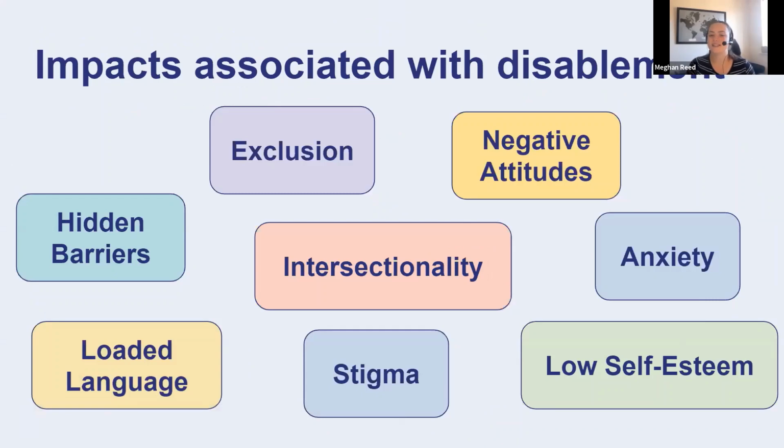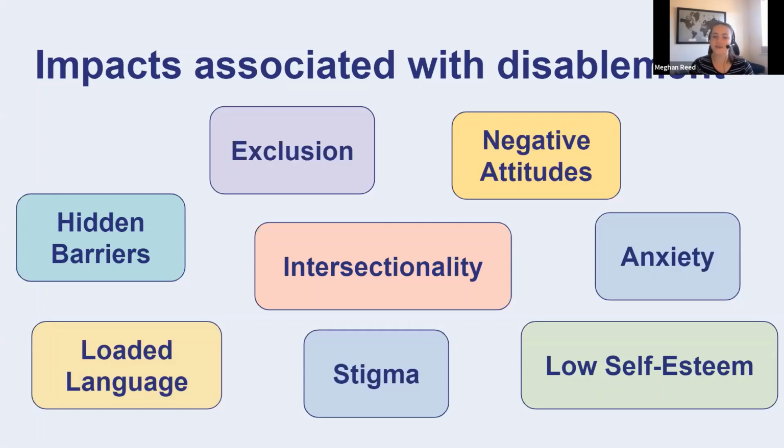There are many impacts associated with disablement, and getting this right as a culture is really important to make sure that exclusion is not occurring in your workplace, that negative attitudes aren't impacting your employees or your teams, and that anxiety is not so present within your workforce, because with disablement comes anxiety and a whole host of predisposition towards other mental health concerns. It can also encourage low self-esteem in individuals if there are disabling circumstances around them engaging in work.